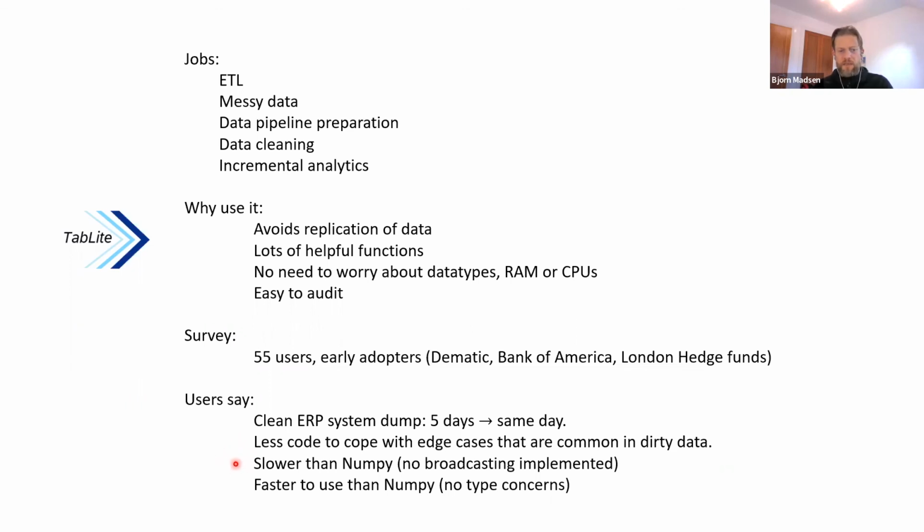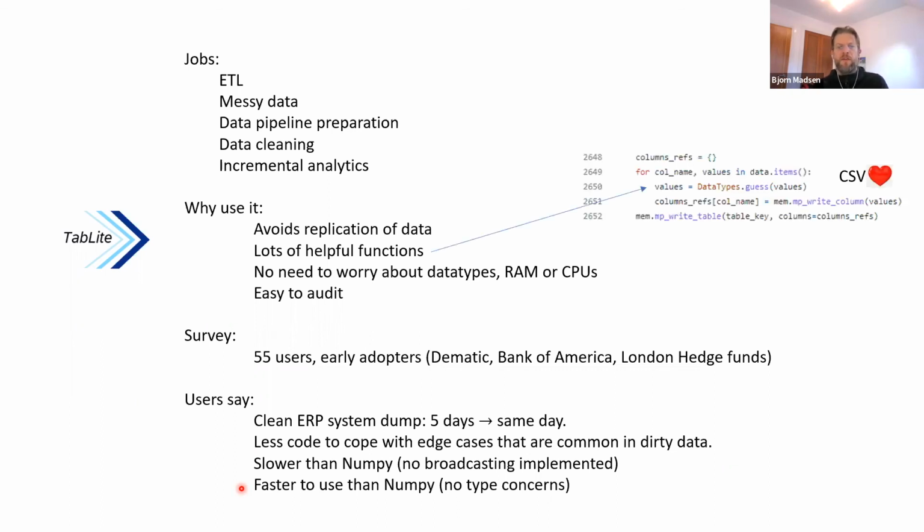Users also tell me that, of course, it's a little bit slower than NumPy because broadcasting is not implemented. But because of all the other things, it's actually faster to use than just working with NumPy in isolation, because you get the whole benefit that you don't need to worry about multiprocessing, running out of RAM, etc. So that's one of them. And one I get some praise for is a function called datatypes.guess. That seems to make many headaches go away because it comes up with a very reasonable guess at the end of the day. So yeah.